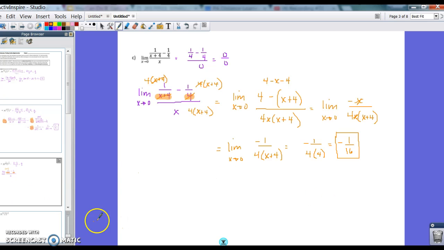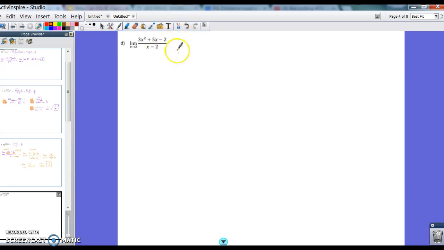In this last example, if I go ahead and plug 2 in, that's going to give me 3 times 2 squared plus 5 times 2 minus 2 over 2 minus 2. Now that's not going to give me 0 over 0, that's going to give me 20 over 0. And in this case, as of right now, we don't have a way to solve this. We'll get to that. So we would just say that does not exist.